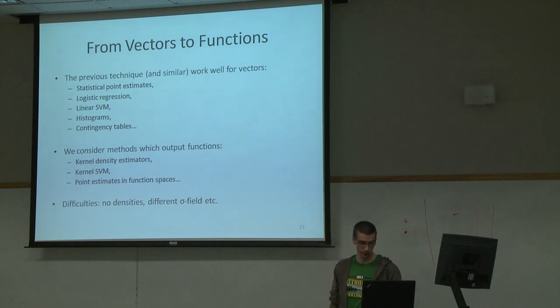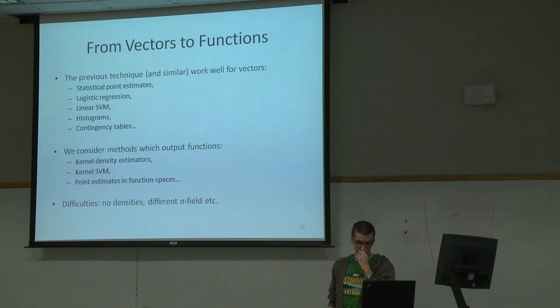I'm going to consider methods where the output of the analysis is really a function. So things like kernel density estimators and kernel support vector machines are the two main examples I'll give. But we'll remark that this work could also, in principle, be applied to estimates like means when the data are actually in a function space, like financial time series, etc.